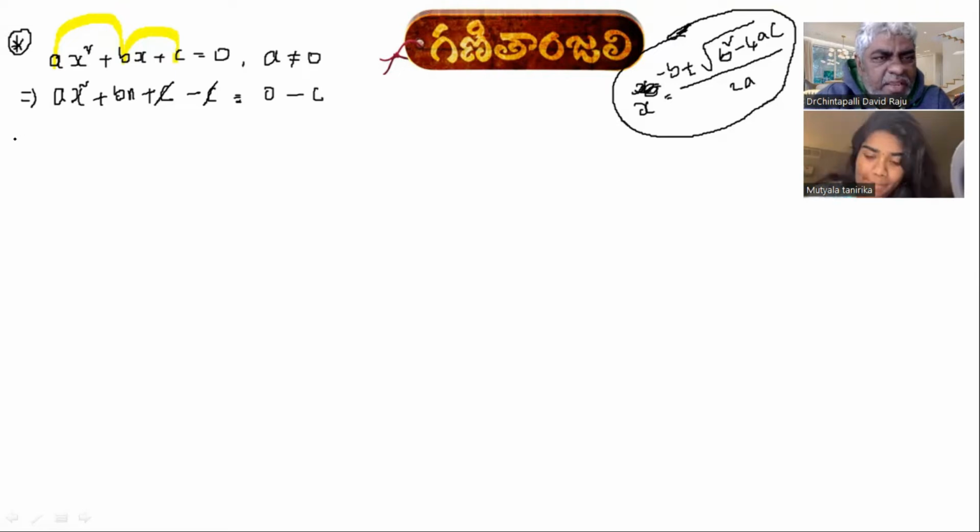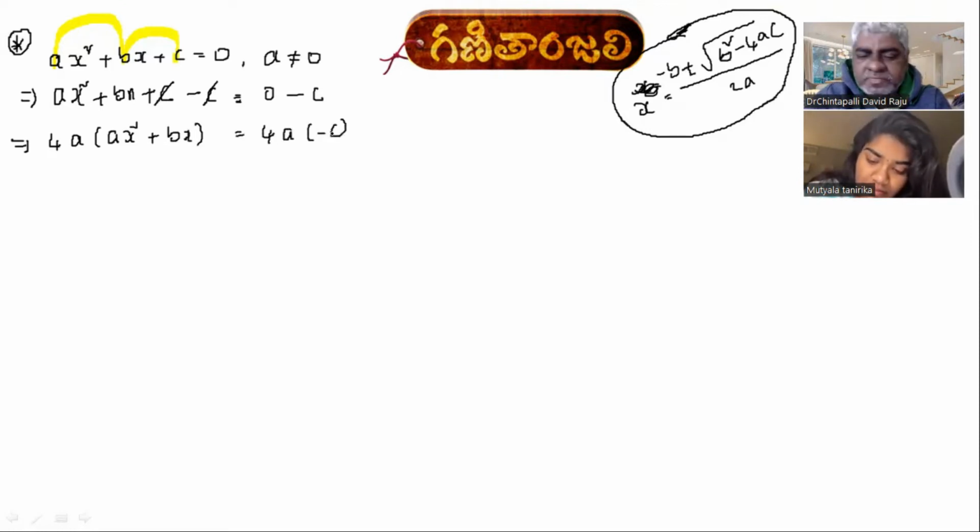Yes. Now multiply by 4a on both sides. We are multiplying by 4a on both sides. 4a times ax square plus bx is equal to 4a times minus c. Got it? Yes, sir. Now, what is 4a times ax square? That is 4a square x square, right? Yes, sir. Next, 4abx is equal to minus 4ac.